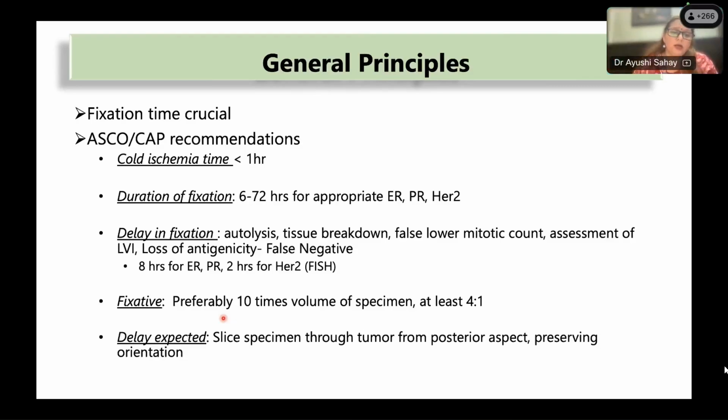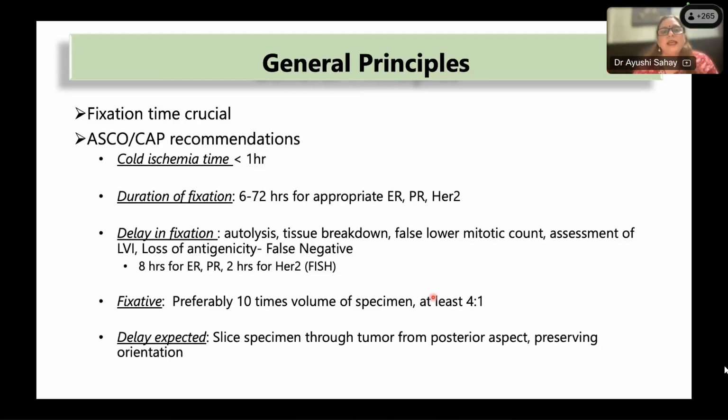Okay, so as I said, fixative is preferably 10 times the volume of specimen, but at least 4 times should be there in a large specimen. You should try to ideally put it in larger buckets, but depending on what you have, a minimum 4:1 ratio should be maintained. If you are expecting a delay, then the specimen should be sliced from the posterior aspect. In a mastectomy, slice through from the posterior aspect, preserving the orientation of the specimen. One single slice from the posterior aspect through the tumor causes adequate fixation to occur in the tumor if a delay is expected. So this can be done from the surgical side also. They can slice through if the delay is expected, that will take time to reach the lab.